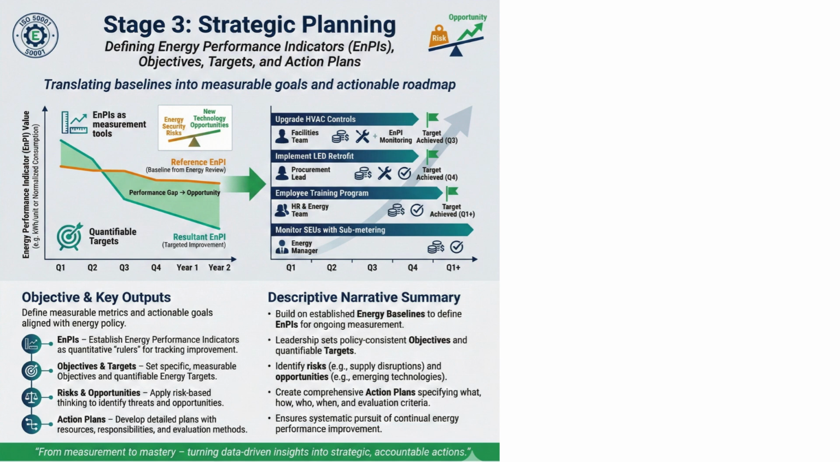When Stage 3 is complete, we have a clear roadmap, metrics to measure by, goals to aim for, risks managed, and accountable plans to get there. Quick recap. Define energy performance indicators, EnPIs, as your measurement tools. Set policy-aligned objectives and quantifiable targets. Identify risks and opportunities. Build detailed action plans with resources, responsibilities, and evaluation. This turns strategy into execution.